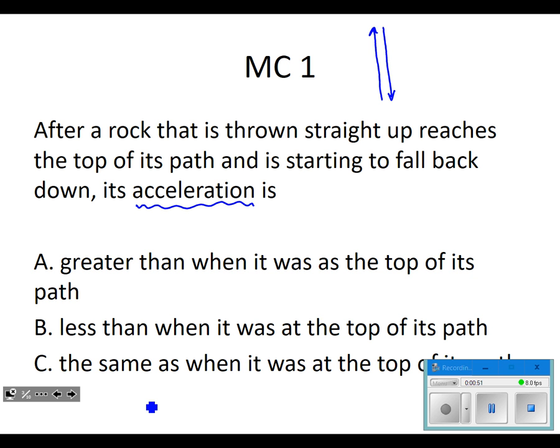If you remember, we said when it was going up, it was a negative 10 meters per second squared. And then when it was coming down, it was a positive 10 meters per second squared. And that negative was really just a directional piece. So the answer to this question should be C. The acceleration is the same, regardless of whether it's going up, whether it's coming down, whether it's at the top. Acceleration is always the same.